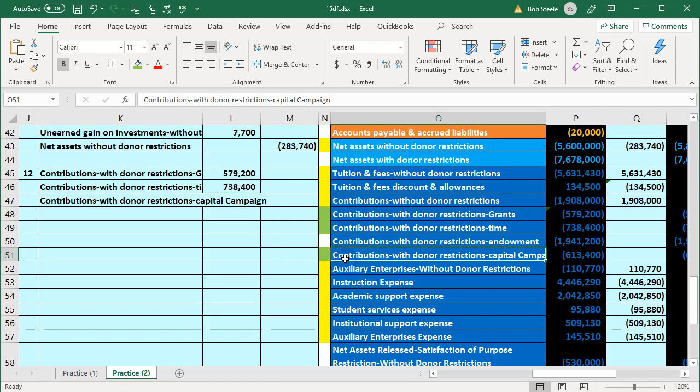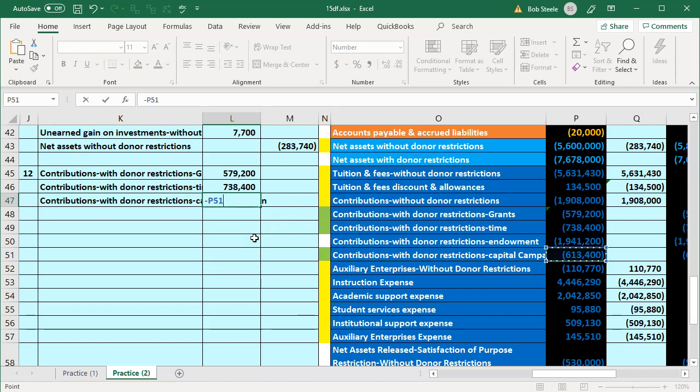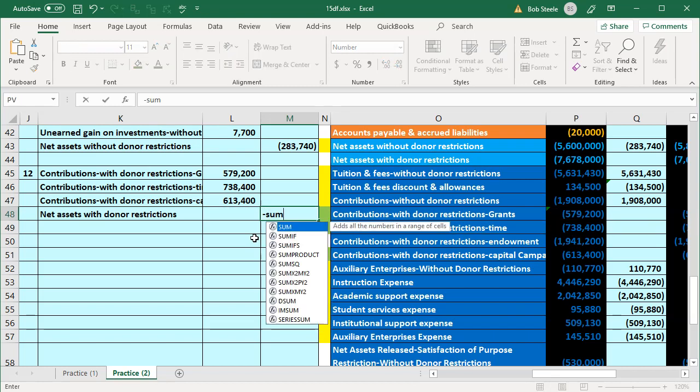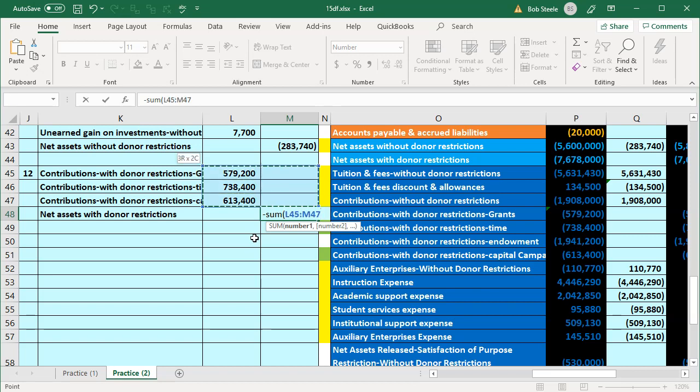And then we have the contributions with donor restrictions for the capital campaign. We are in L47. We're going to say negative of this number. And then we're going to put that into the net assets with donor restrictions. Net assets with donor restrictions. We want to be on the credit side now, where I'm going to say negative SUM, negative sum of these accounts. All right, so there we have it.